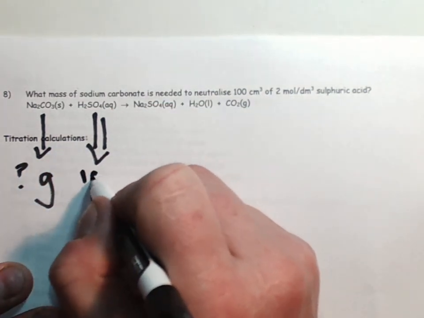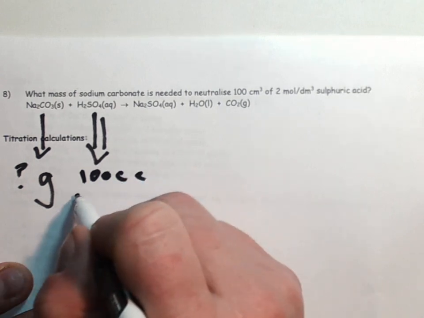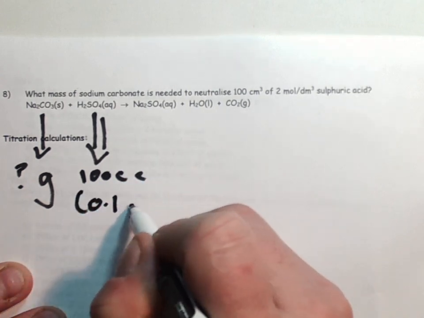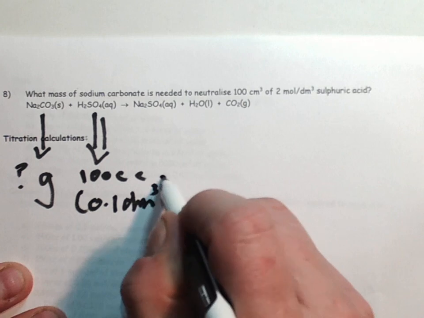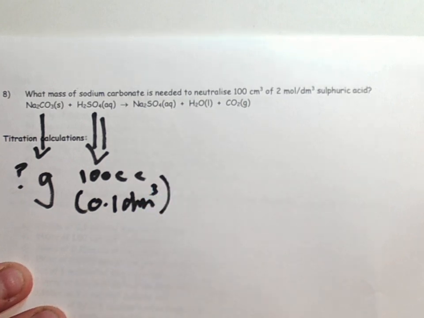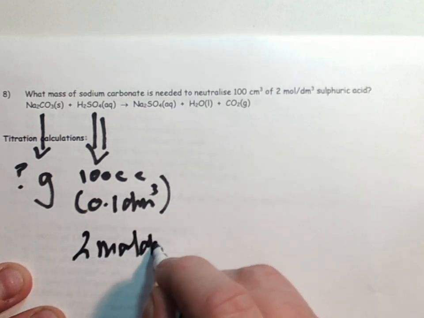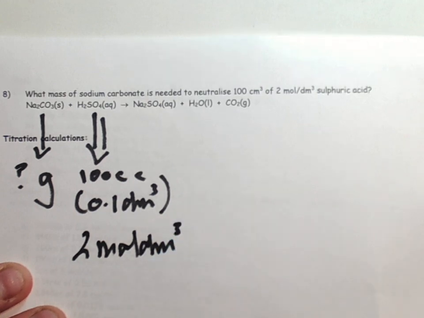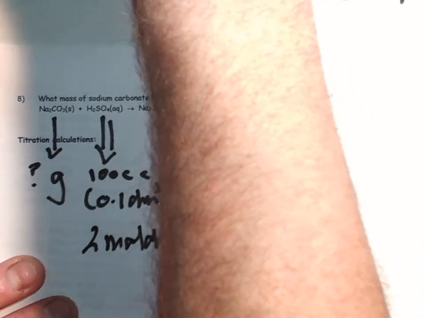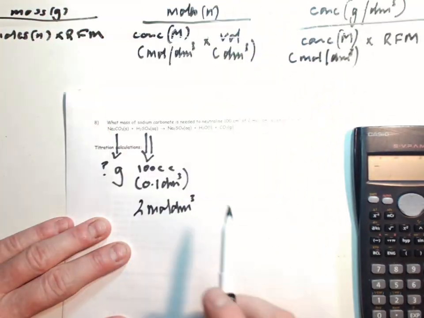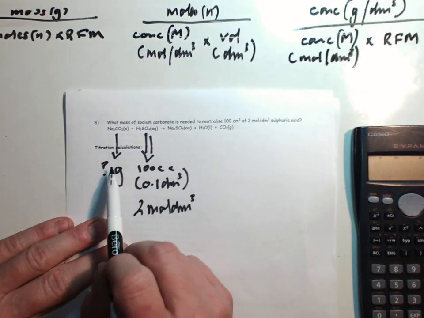Alright, so that's 100 cc's. Now you might want to sort of get into the mode, guys, of being able to convert that into decimeters cubed just very quickly. It's a good skill to have, to be able to divide these numbers in your head quickly by 1,000. Not very difficult, okay? And then we have a concentration of 2 moles per decimeter cubed.